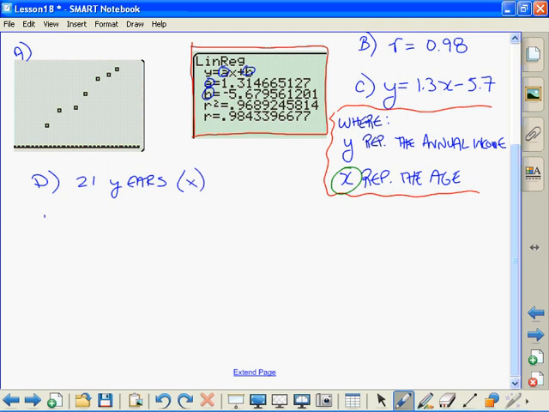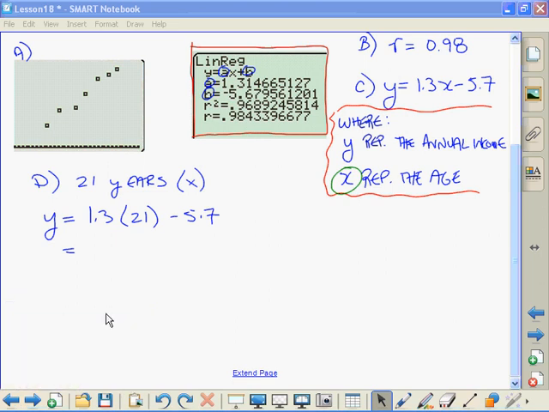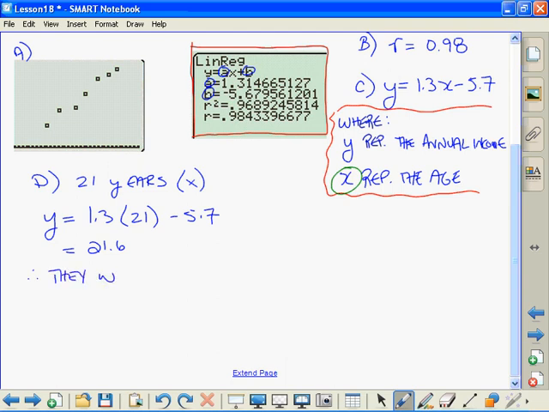So to answer the first one, y equals 1.3 multiplied by 21 and minus the 5.7. So you plug that into the calculator, and you will get 21.6. So therefore, they would make 21.6 thousand. That's in dollars.